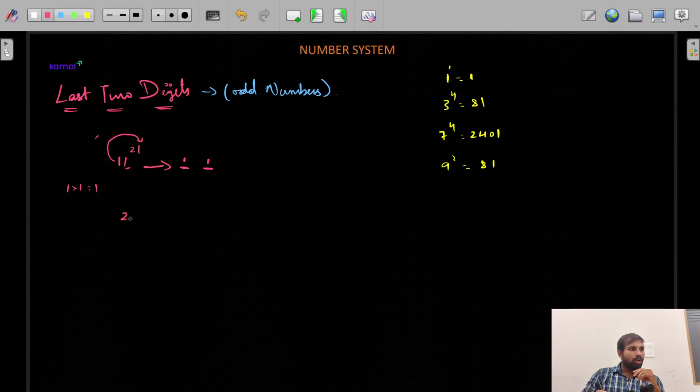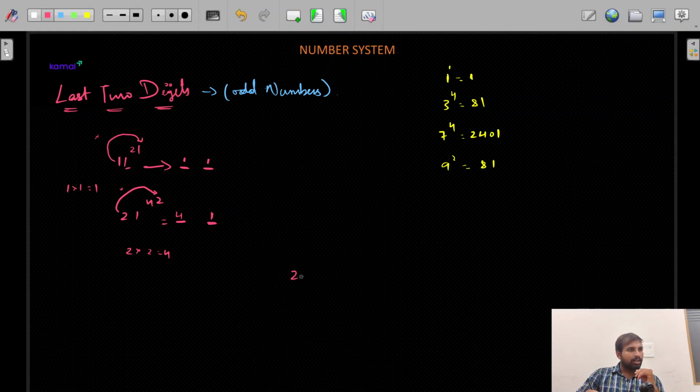For example, 21 power 42. What are my last two digits? The number ends with 1, so it's always going to end with 1. Then I have to multiply these two with this 2 and take the value, 2 into 2, which is 4. So my last two digits are 41.